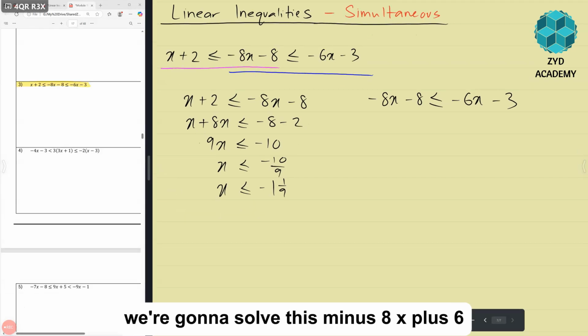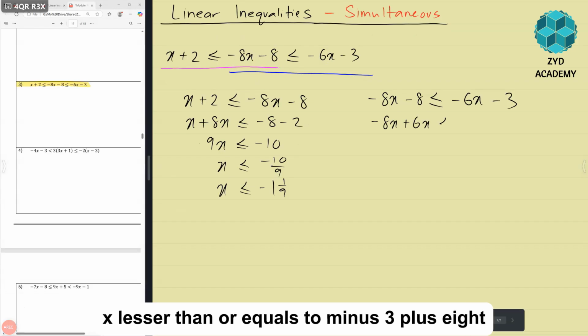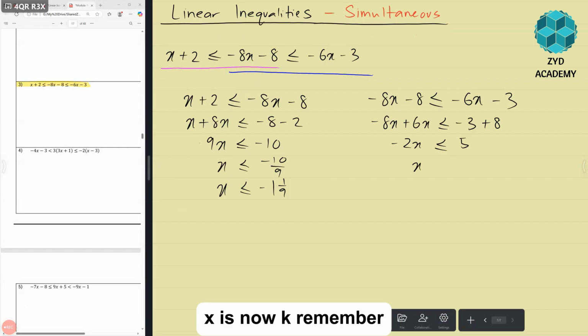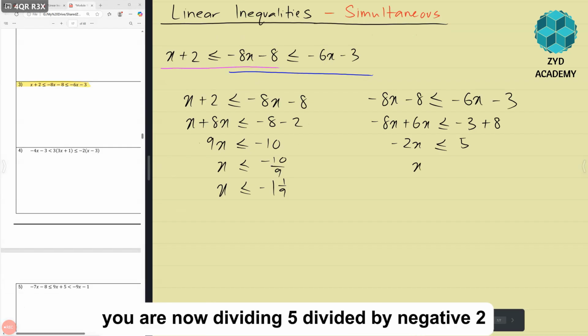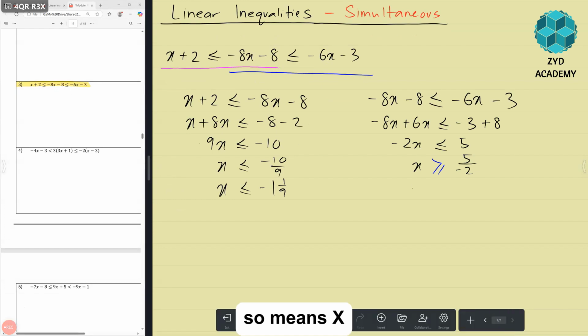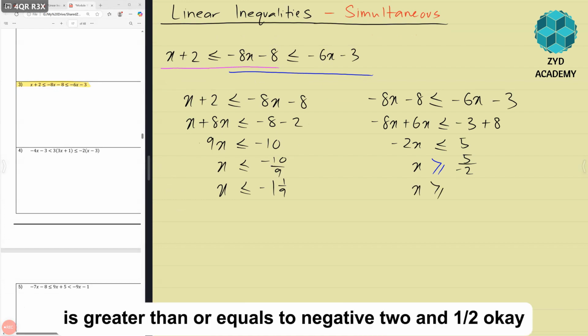Secondly, we're going to solve this. -8x + 6x ≤ -3 + 8. So it's -2x ≤ 5. Therefore, x is now, remember, you are dividing 5 by negative 2, so we need to flip our inequality sign. It means x ≥ -2.5.